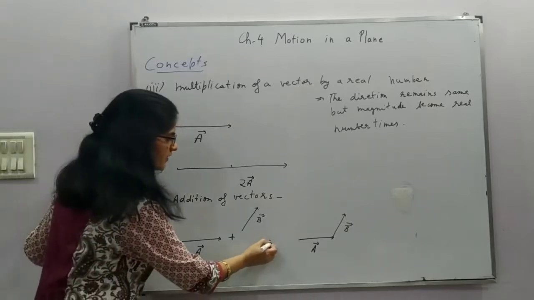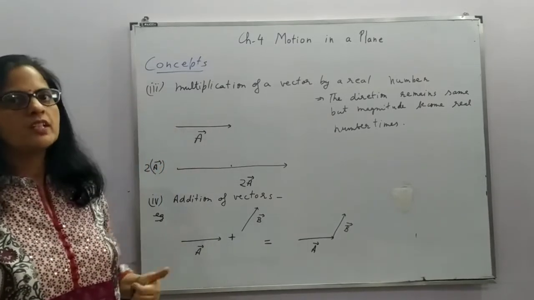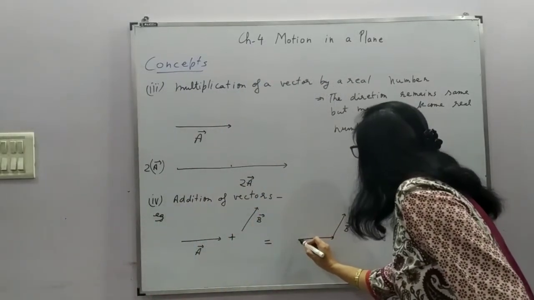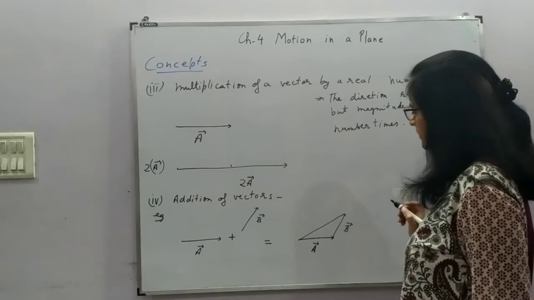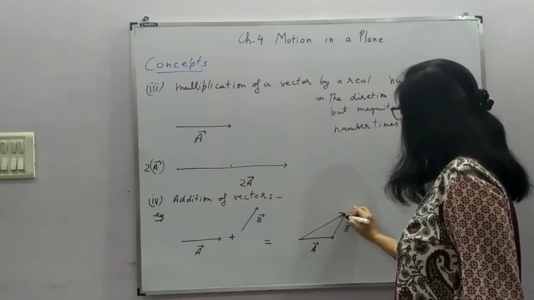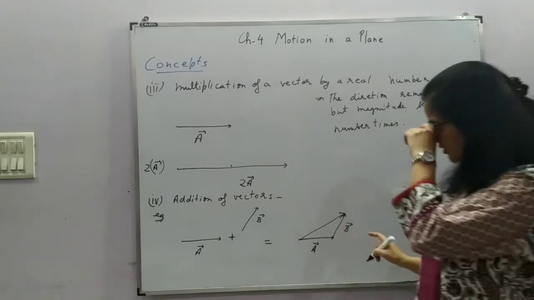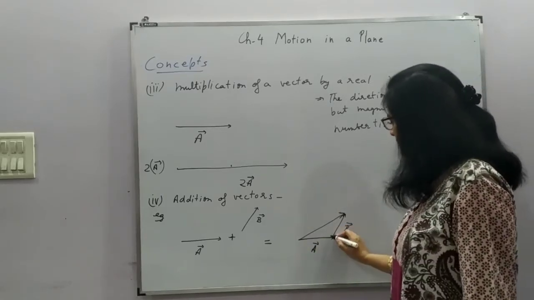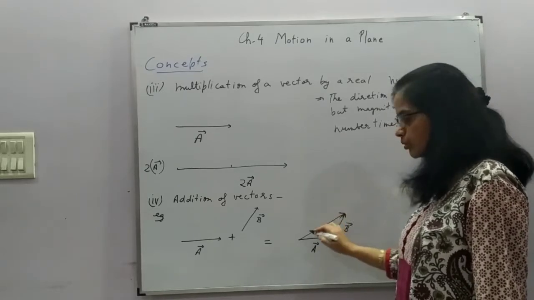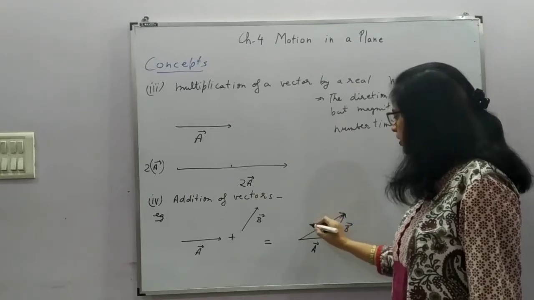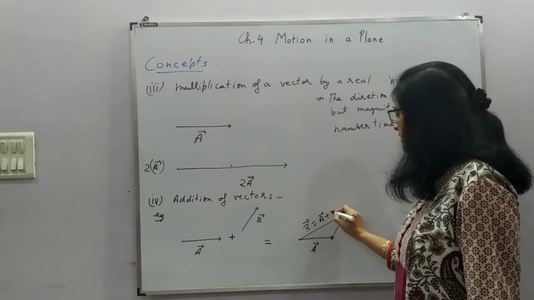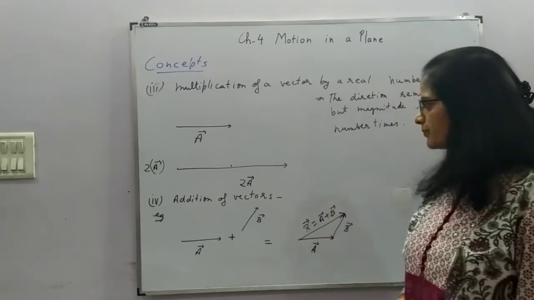So when I add these two, the addition will be the resultant. So the resultant will be this closing side taken in reverse order. Taken in reverse order means we were taking this vector like this, B vector like this. So the third closing side will be taken in reverse order. So this gives you the resultant is equal to A vector plus B vector.